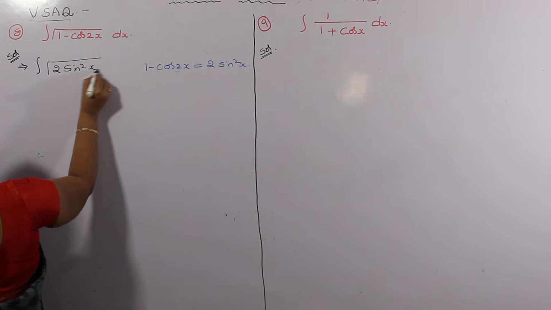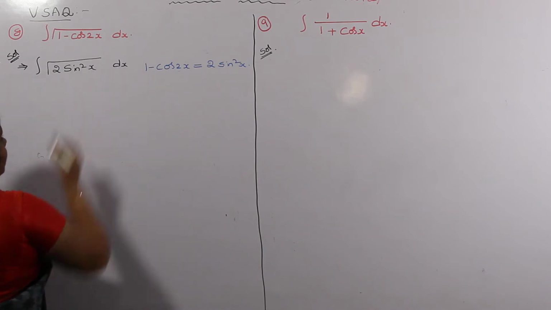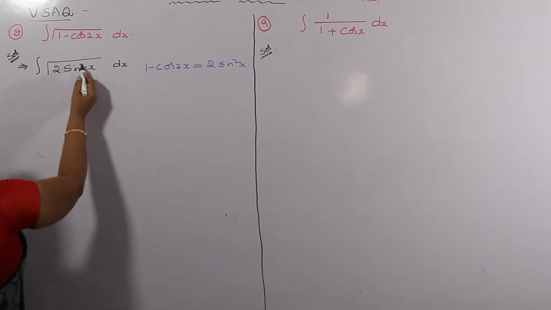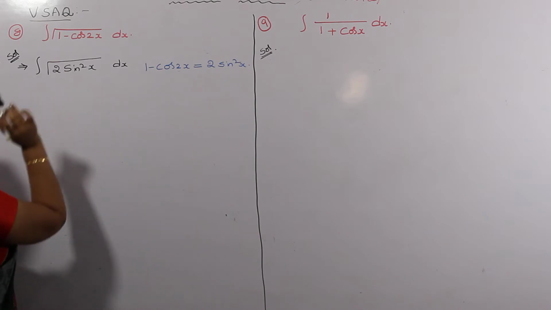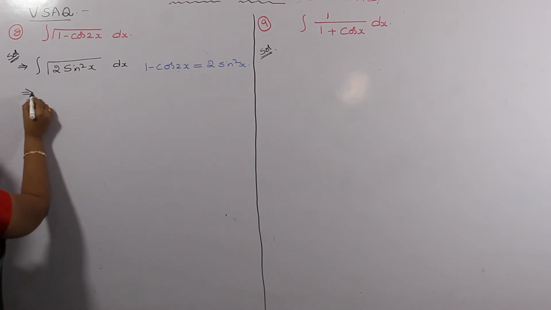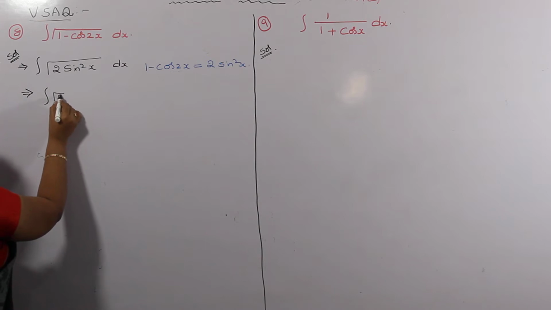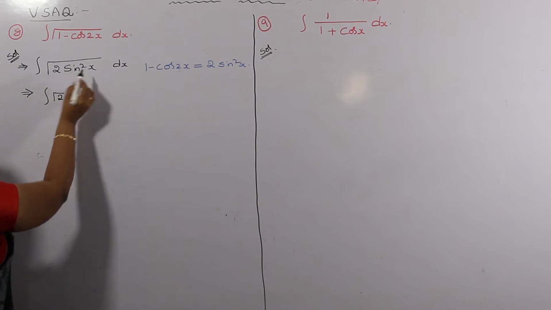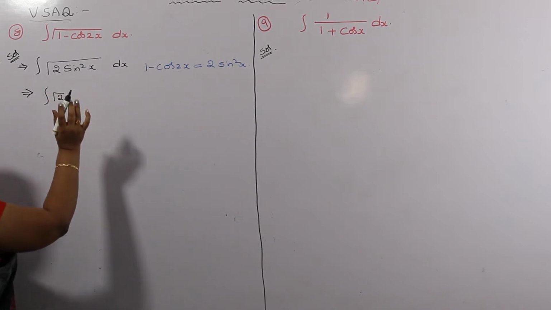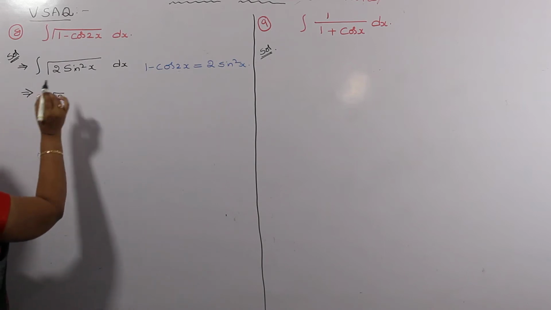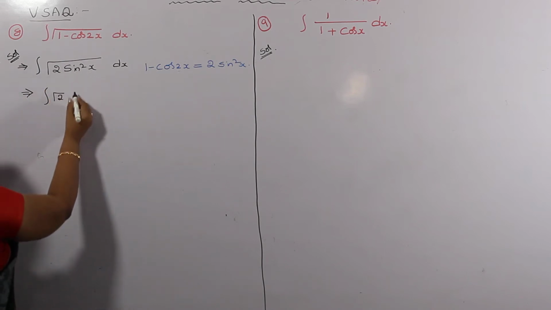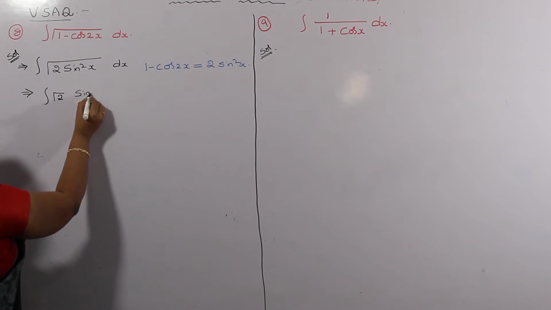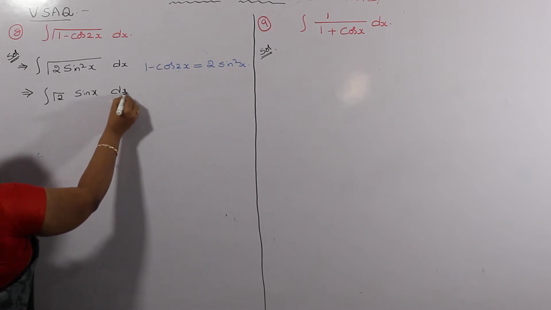Square and root is cancelled for sin x function only. So root 2 is taken as this. I repeat one more time: square and root cancel for sin x, so remaining sin x dx.